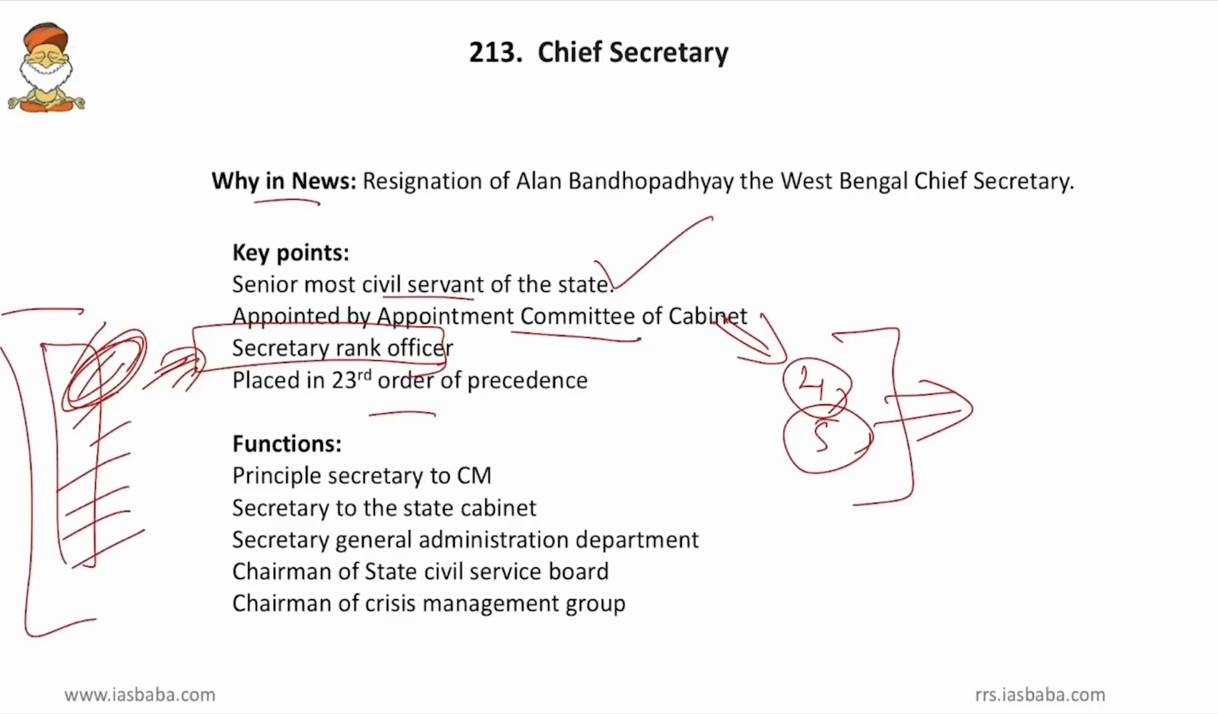Then coming to the functions, the Chief Secretary is the principal secretary to the CM. So, the Chief Secretary is the eyes and ears of the CM. He is a friend, philosopher, guide. He provides secretarial assistance to the CM, like he will prepare the speeches of the CM, he will make the CM ready for the debates and the assembly discussions and other important decisions.